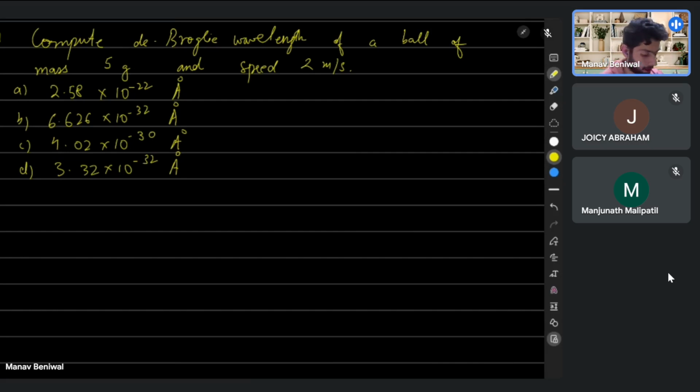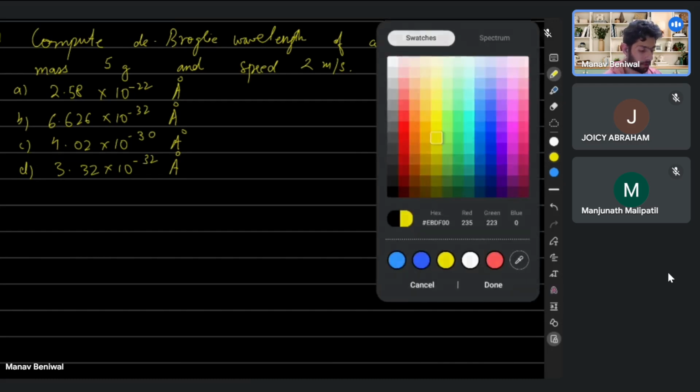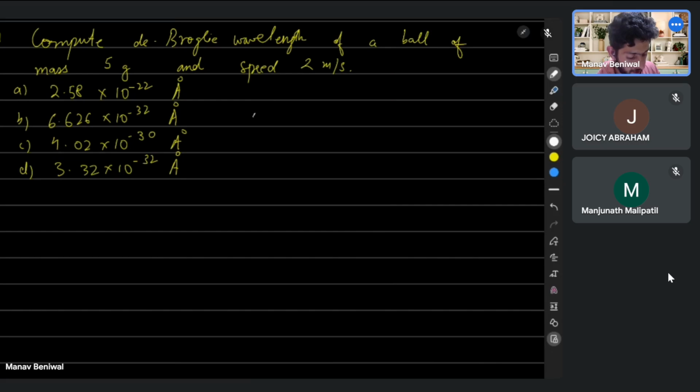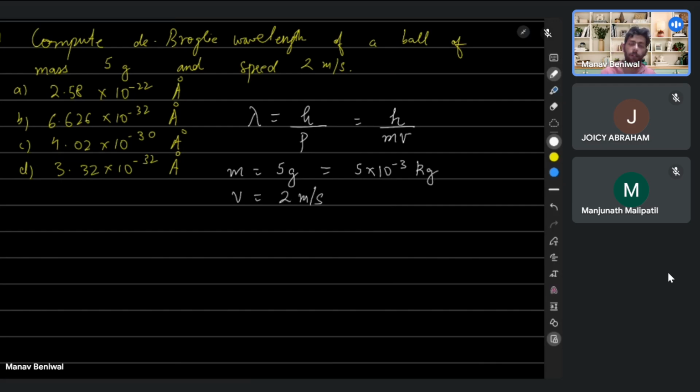So we did a very similar question in the beginning, and we know that the de Broglie wavelength will be simply h over p, right? And what is p here? So p is nothing but mass times velocity, so h over mv, correct? And now what is mass? So mass is 5 grams. Converting it to SI units, this becomes 5 into 10 to the minus 3 kg, and v is 2 meters per second, which is already in SI units.